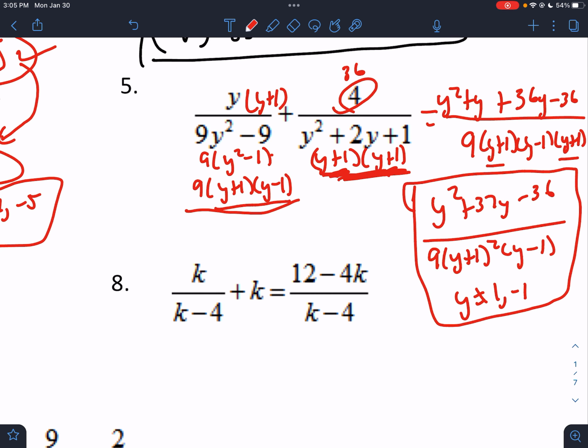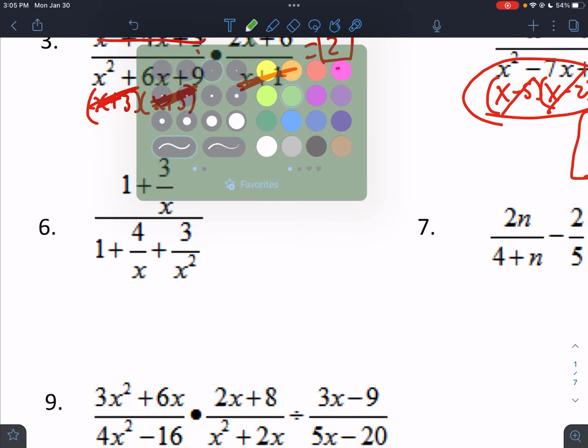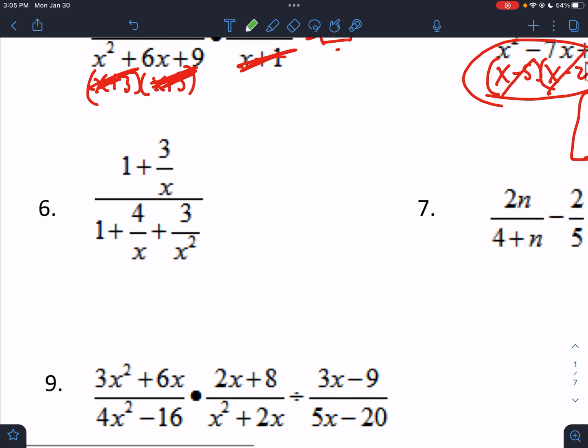All right. Next question. Oh, way over here. Change colors. There's a couple ways you could do this. What I'm going to do is multiply the top and bottom by x squared. Yep, that's what I want to do. So I'm going to multiply x squared over x squared.